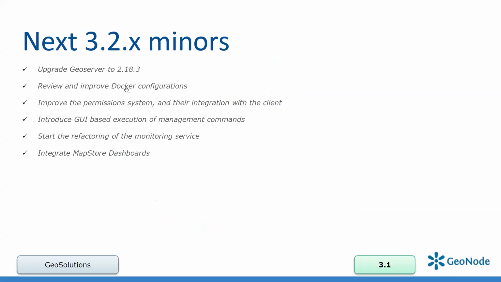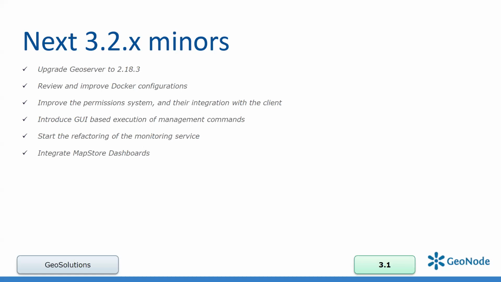An upgrade of GeoServer, because we had several fixes in the 2.18 snapshot version of GeoServer that is currently included in GeoNode, and so we want to fix the version of GeoServer that is shipped with GeoNode. So we are going already to the 2.18.1 version. We will probably stick to GeoServer 2.18.3, which has several improvements.